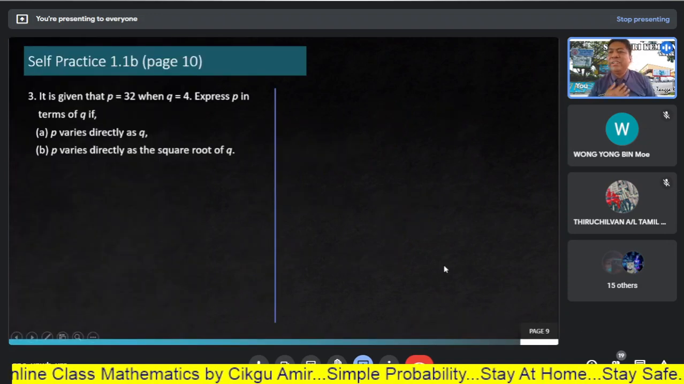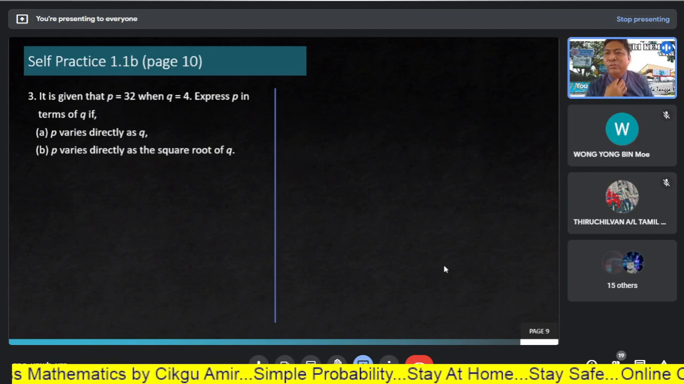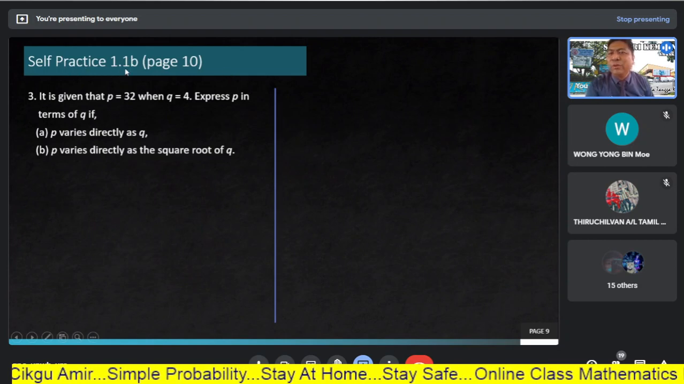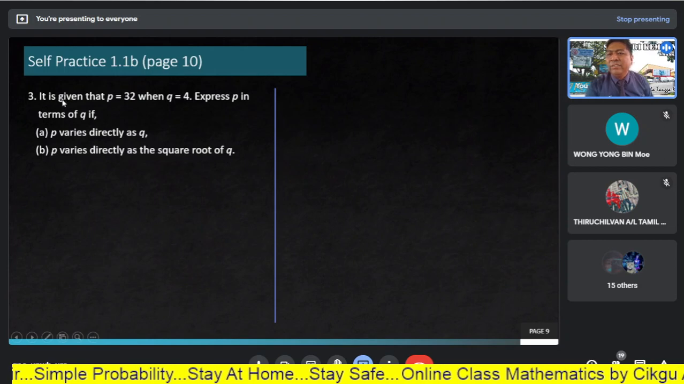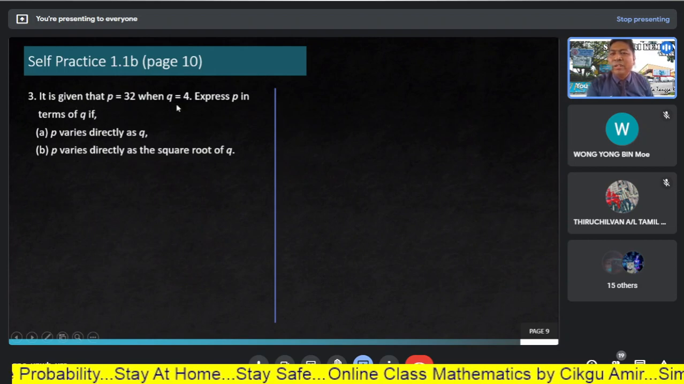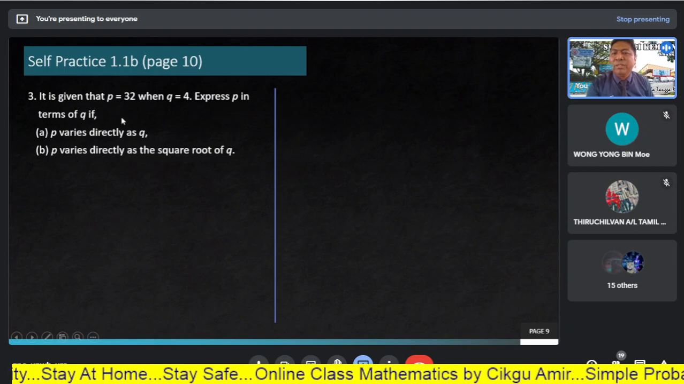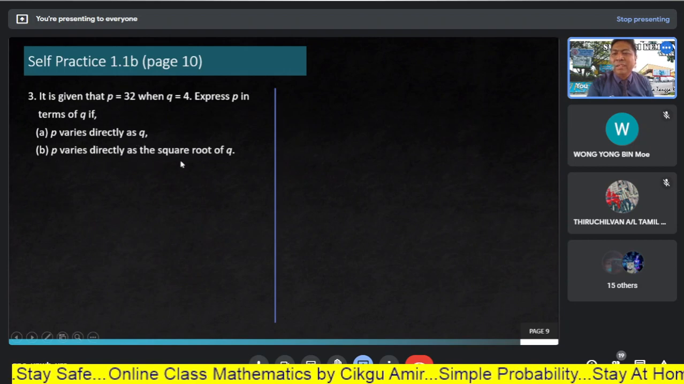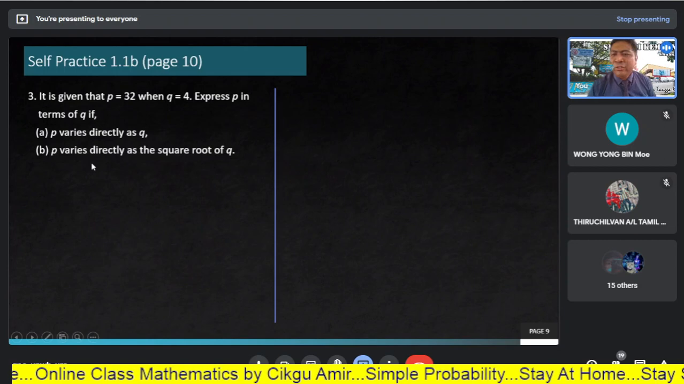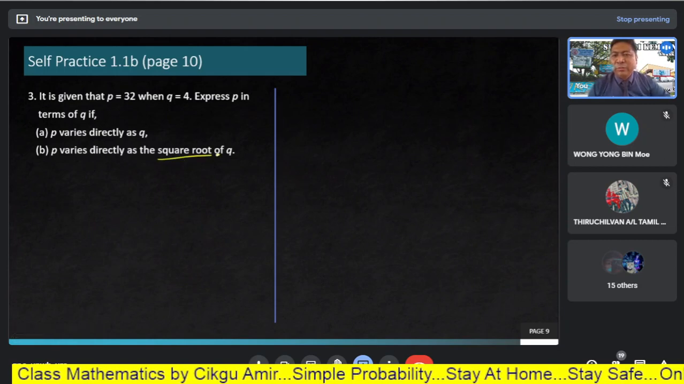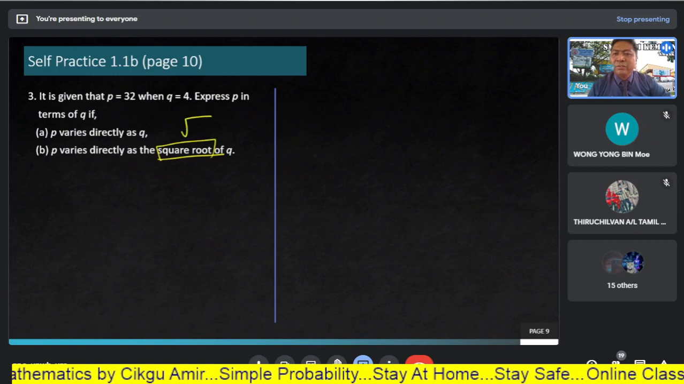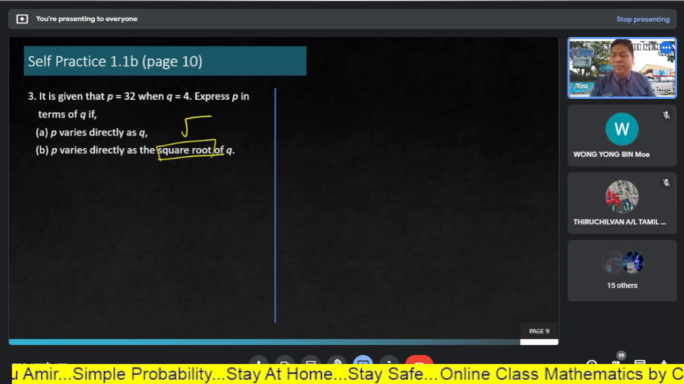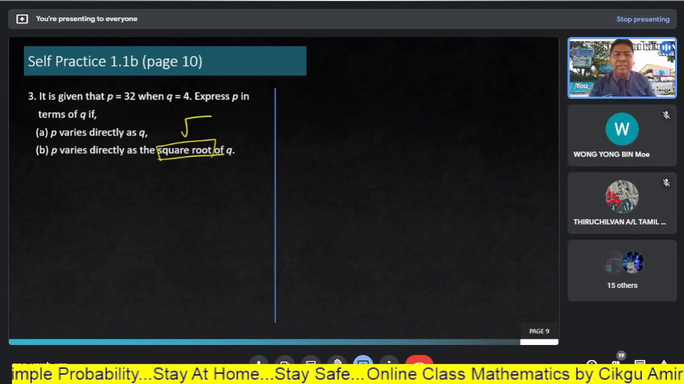This is an exercise in your textbook, page 10, self practice 1.1b. It is given that P is 32 when Q is 4. Express P in terms of Q if P varies directly as the square root of Q. Try to do it in 5 minutes. Square root is punca kuasa 2. 5 minutes until 1 o'clock.